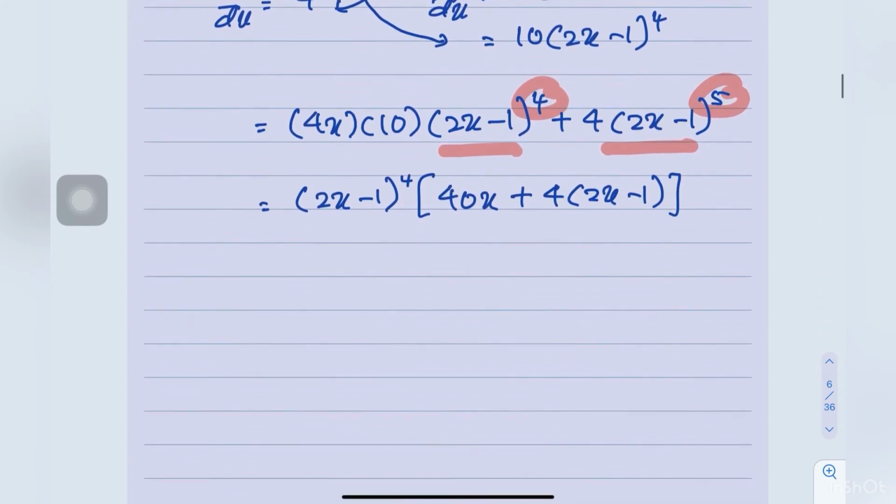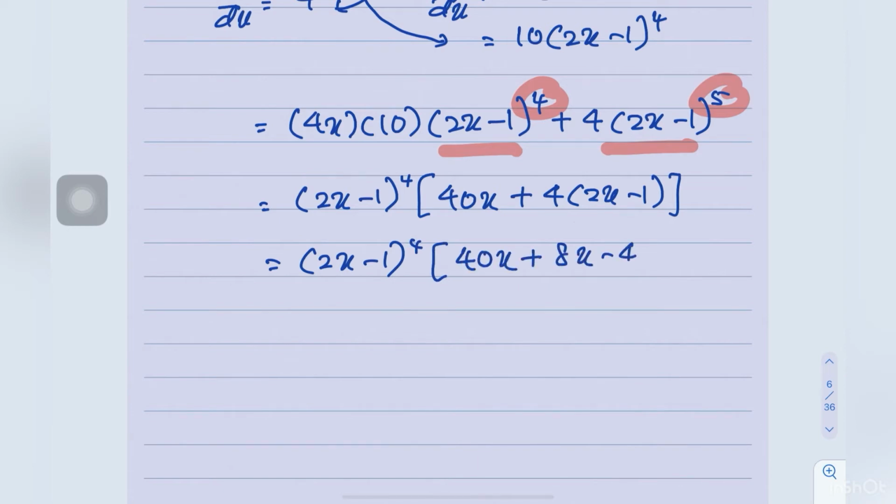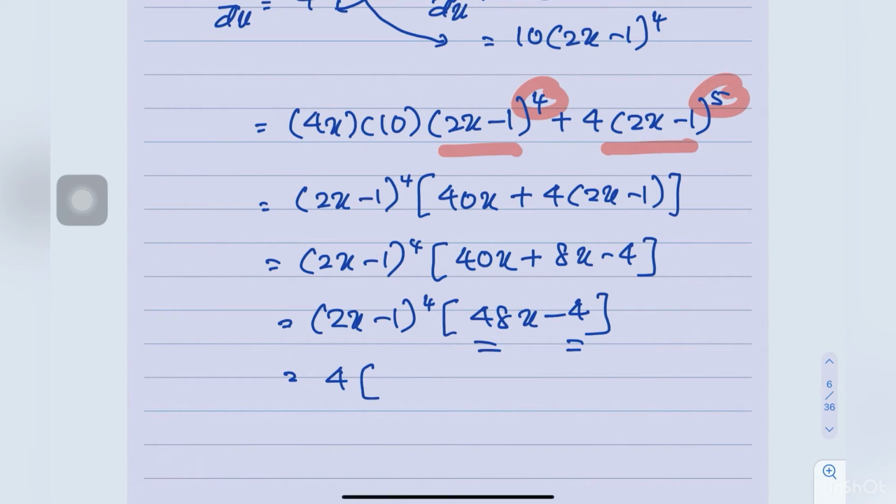Then we simplify here. We get (2x minus 1) to the power of 4, times 40x plus 8x minus 4. This one is 48x minus 4, and we can factorize 4. So 4(12x minus 1)(2x minus 1) to the power of 4.